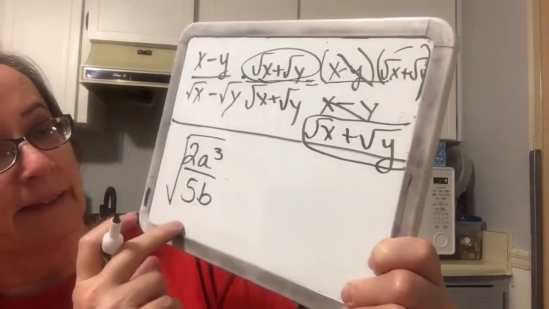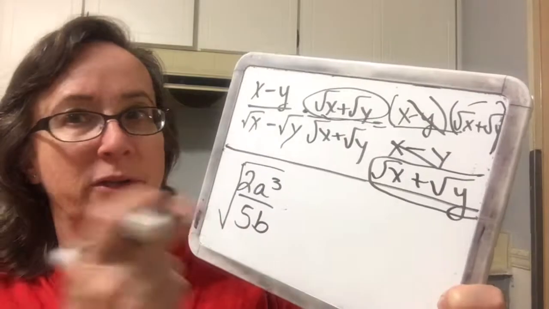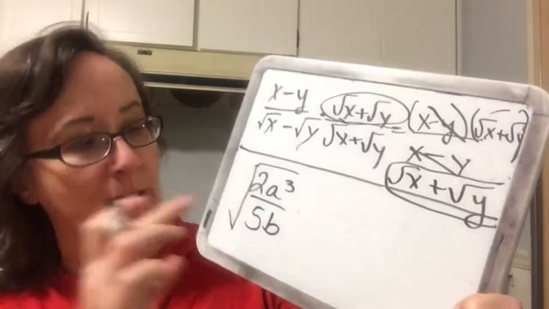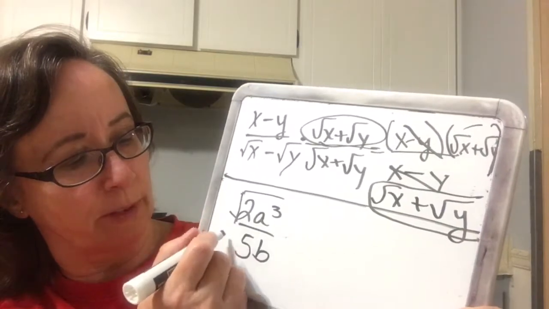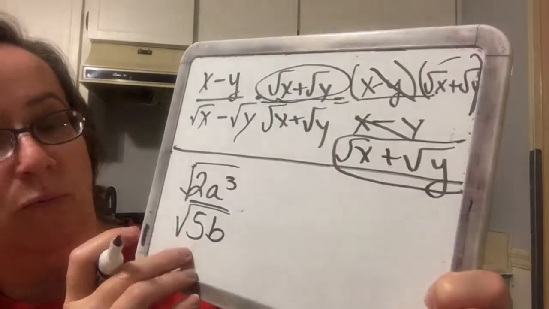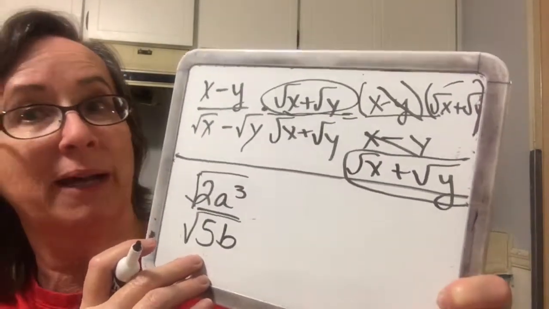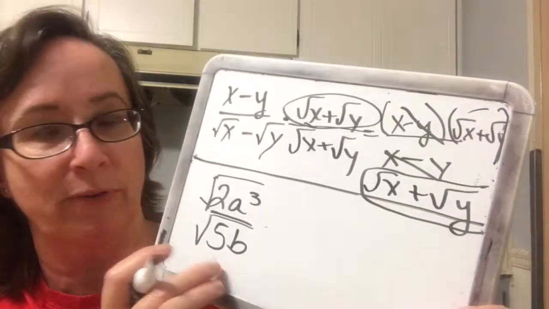Okay, so now let's look at this one. There is nothing in common with the a cubed and the b, or the 2 with the 5, so we're going to go ahead first thing and split this into 2 square roots. Okay, now we have just one term on the bottom, but that term has a variable. We were dealing with numbers before, and now we have a variable.